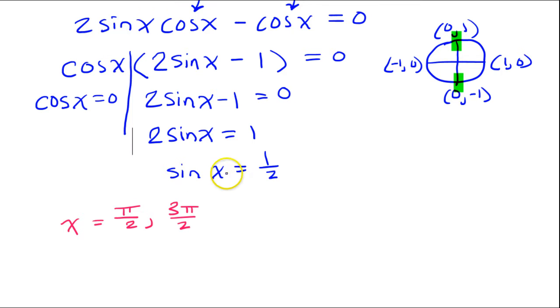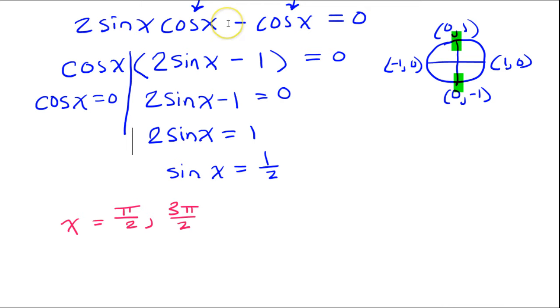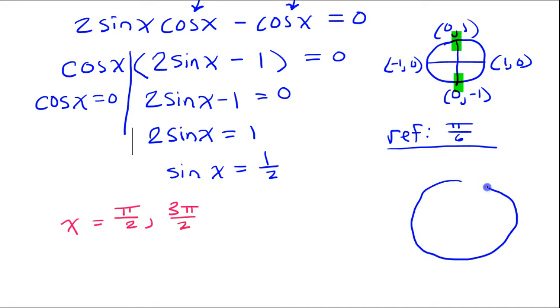Sine of what angle is equal to 1/2? Now these are the values that we have memorized. So sine of pi over 6 is equal to 1/2. Now be careful. That is the reference angle. It's not the final answer. The reference angle is pi over 6. So I would draw a pi over 6 diagram to help us visualize what's happening. So I'm going to draw a bunch of pi over 6s.